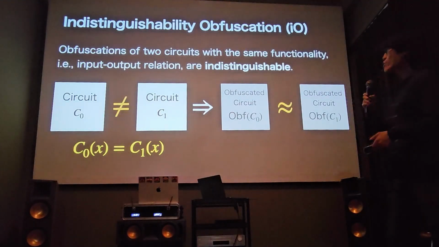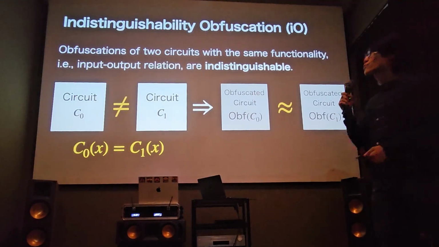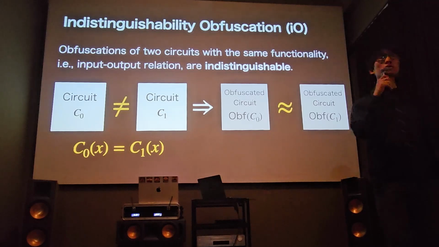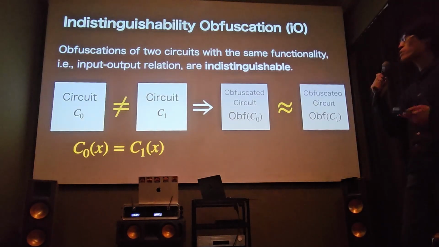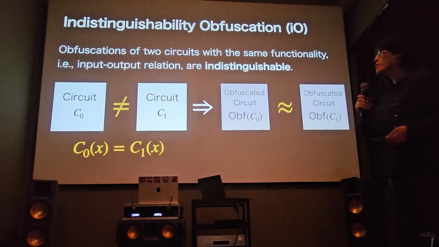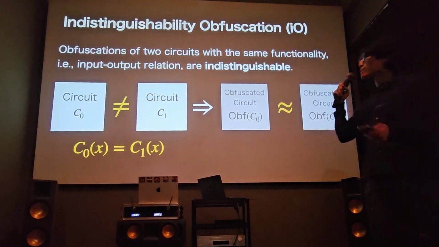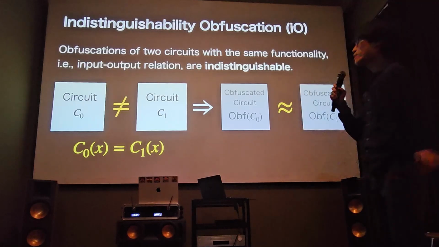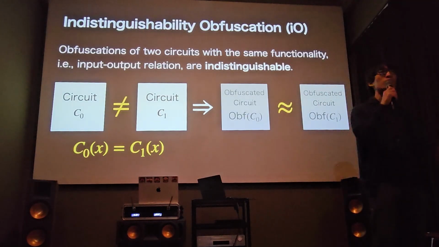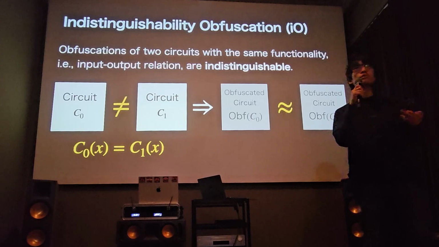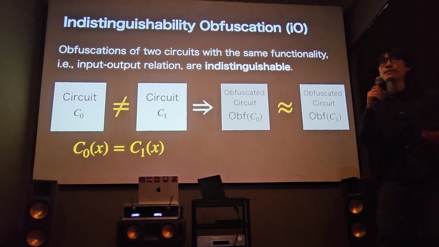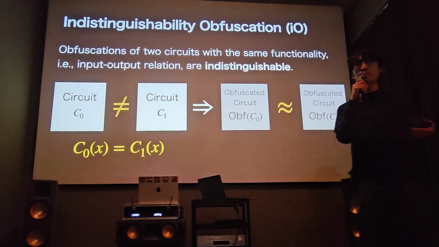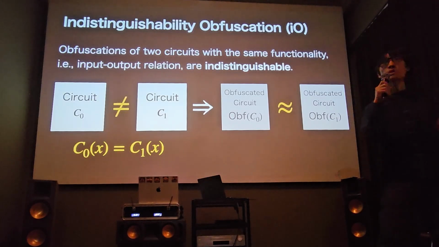So actually, the formal definition of obfuscation is called indistinguishability obfuscation. It's IO. And IO says if there are two circuits with a different implementation but with the same functionality, in other words, these two circuits return the same output for the input that the adversary can query, then the obfuscation of these two circuits are indistinguishable for the adversary.